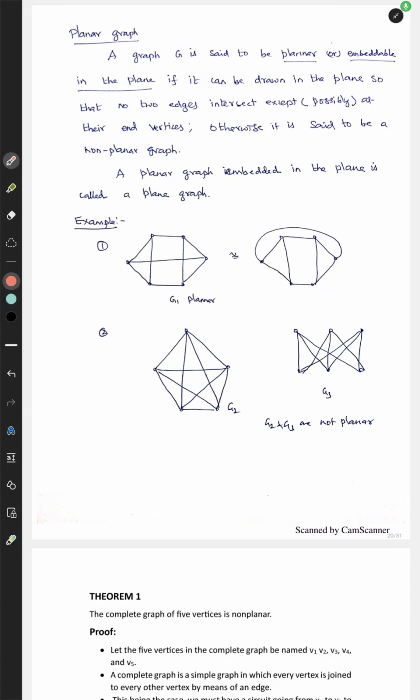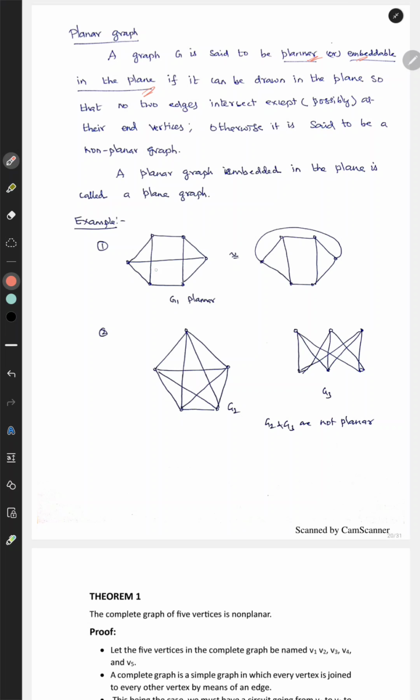Planar graphs. So what is a planar graph? A graph which you can draw in the plane without its edges crossing. If such a representation of the graph exists, you will call the graph planar, or embeddable in the plane. And any such representation of the graph, you will call a plane graph representation.